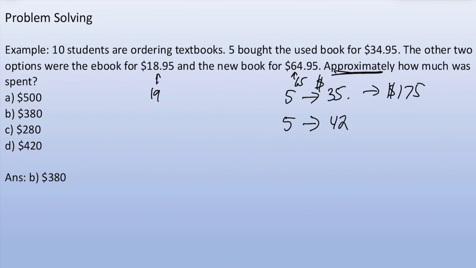5 times 42 is 210. So 210 plus 175 is 385. So we don't know what he spent, but approximately how much you think was spent would be something close to 385. The answer would be B.